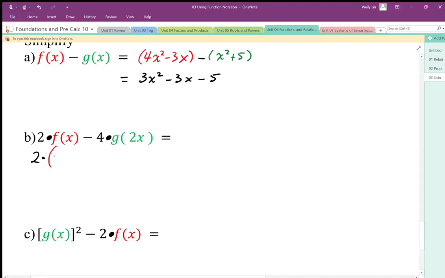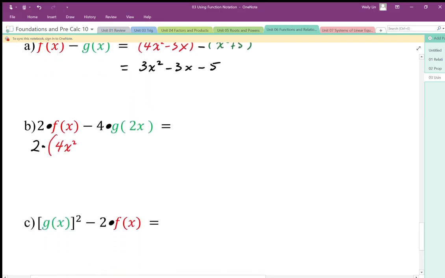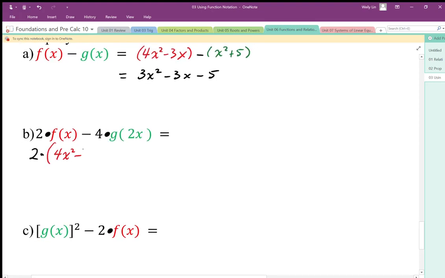My f of x is going to be 4x squared. Okay, so it's going to go back up here, 4x squared minus 3x. And then we have minus 4 times. Again, we're going to now use brackets here for our g. So we have g of x, which is x squared plus 5. Now we're going to do the replacement, an inside replacement for 2x. So we have to make sure that we account for that. So this is our x squared plus 5. Okay, so there's our g of x.